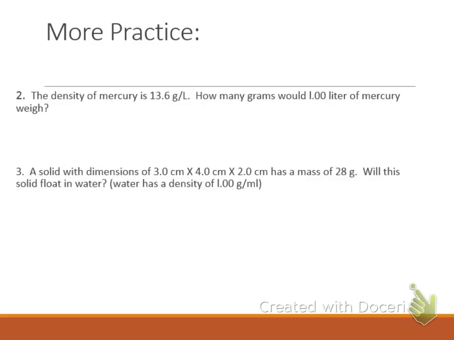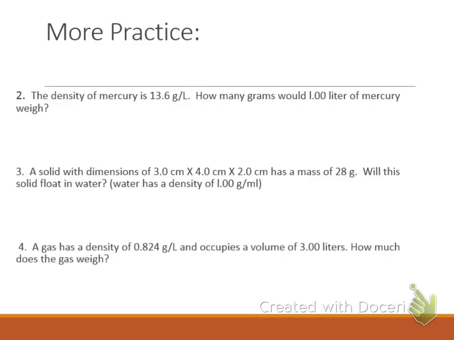All right, so let's do a couple of practice ones, and then we're going to stop for the day. Well, I'm going to stop for the day. You're going to work on your worksheet, which is due tomorrow, by the way. Okay?